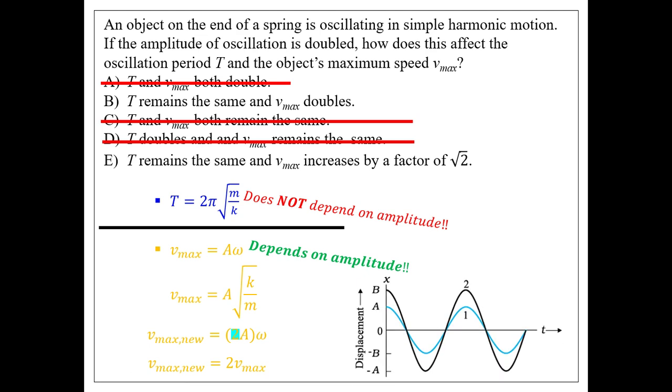So I'm just going to go ahead and highlight choice B. T remains the same, but Vmax doubles. Okay, and this graph I provide on the bottom here just to help you visualize. You have a blue and a black graph. Both of these have different amplitudes. As you can see, from 0 you go up to A, and then at 0 you go up to B.